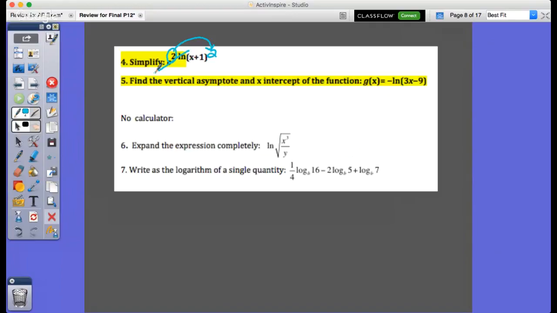What about number 5, for vertical asymptotes? Remember, a vertical asymptote changes from the horizontal change, right? What's the horizontal change here? 3x minus 9, right? So if I set 3x minus 9 equal to 0, it'd be positive 3, right? So my new vertical asymptote would be x equals 3.